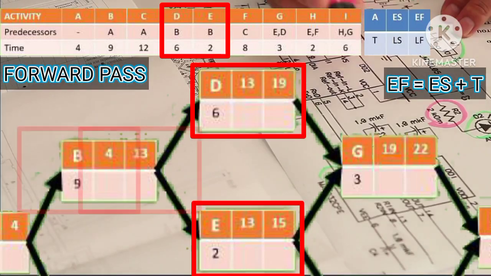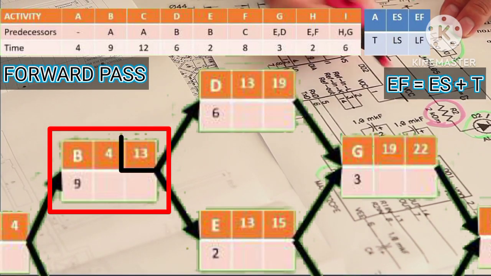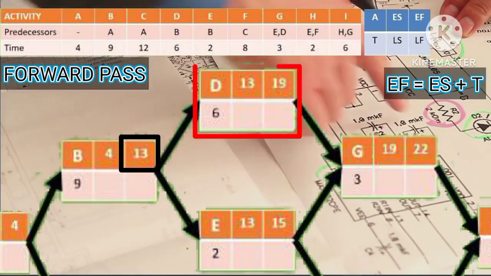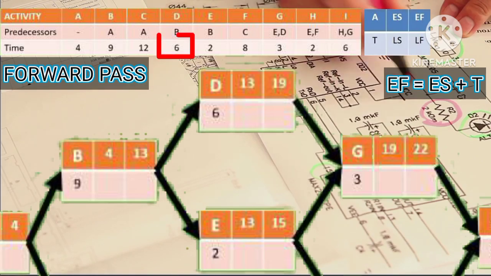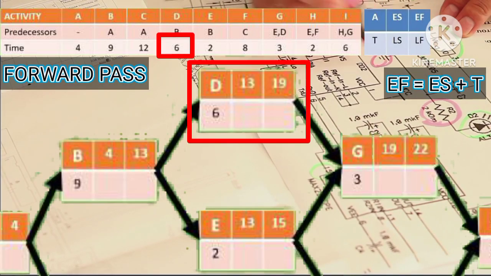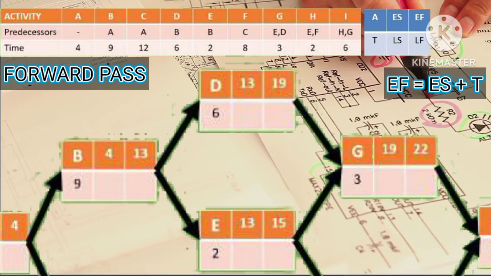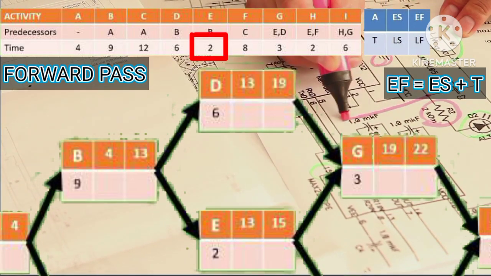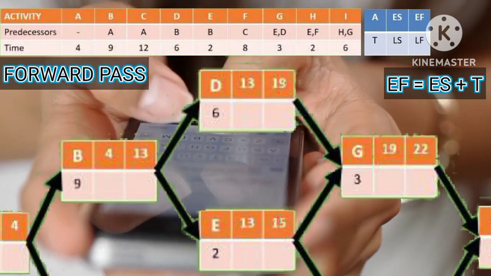Then D and E need B to be completed. Since the earliest finish time of B is 13, the earliest start time of D and E is 13. Since the activity time of D is 6, the earliest finish time of D is 13 plus 6 equals 19. Since the activity time of E is 2, the earliest finish time of E is 13 plus 2 equals 15.